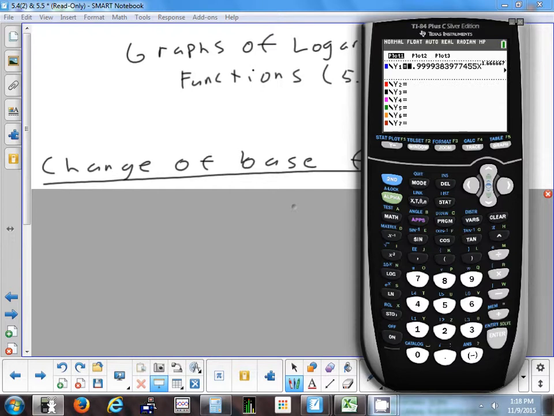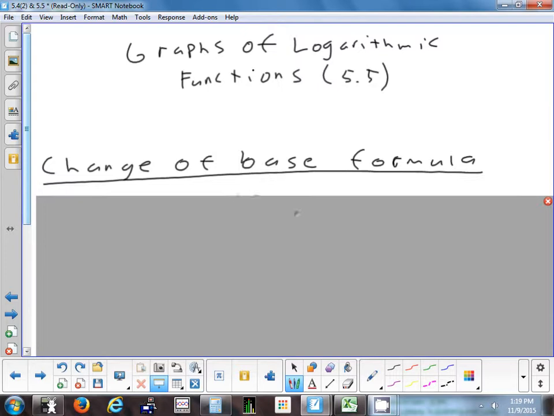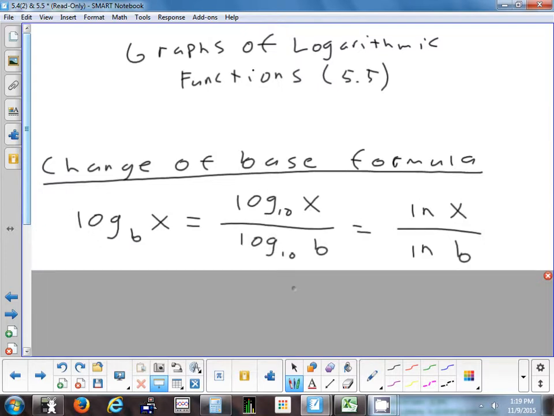Okay, you can also turn off your stat plot. It's just going to confuse us if we keep it on, so I'm going to get rid of it. Okay, here is how you can type in a base other than 10 or E. There's 2 ways to do it. I would just pick one of these 2 ways and remember it. I'll show you both work, but you only need one.